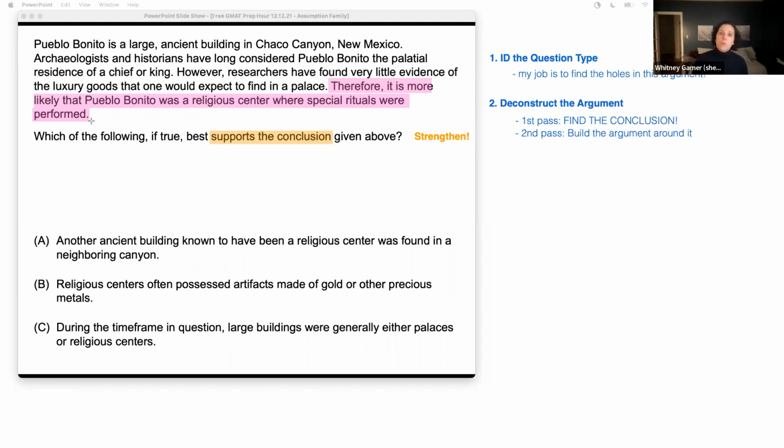So I don't want to just reread sentences. I want to put the argument in my own words. And what I mean by that is I'm not just going to read the sentence and use synonyms. I'm literally trying to make it my own. So the author thinks PB is a church or a religious center, however you want to shortcut it. So I'll say PB religious.